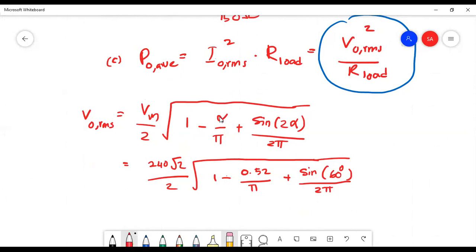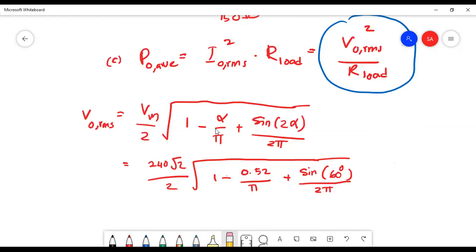For this, alpha is 30 degrees, but the pi here is in radian, so you need to convert the value into radian. It is very simple: 30 degrees over 180 degrees multiplied by pi, or you can use 30 over 360 degrees multiplied by 2 pi. Both are correct answers. By using this, I have the value of alpha as 0.52.